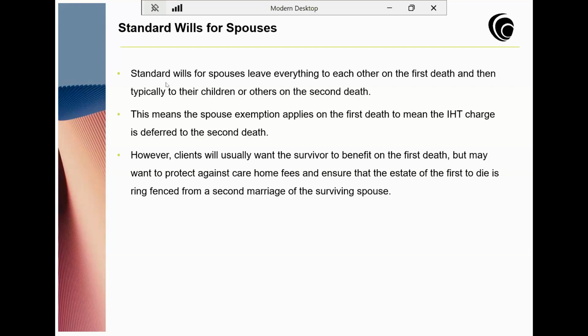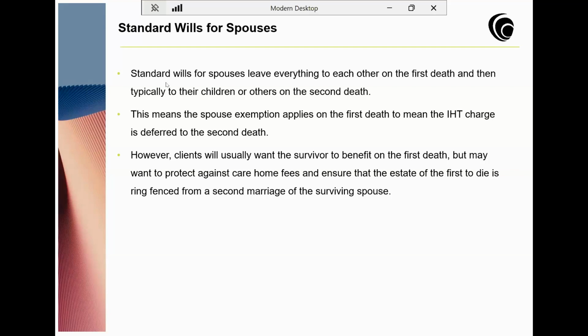If clients want to make gifts on the first death, sometimes they want to leave everything to their spouse, but want to make, for example, cash legacies to family members and friends, etc. Rather than including them in the will, it's usually beneficial, if possible, for the gifts to actually be made by the surviving spouse after their death, so that provided the survivor then lives 7 years, they're made free of inheritance tax. But that of course relies upon spouses honouring each other's wishes in that regard.